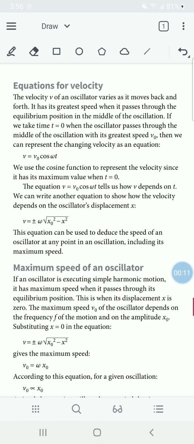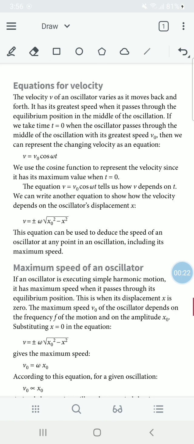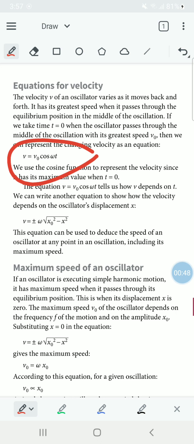Because this is a back and forth movement, SHM will have velocity that continuously changes. You know that it has the greatest speed when it is passing through the equilibrium position in the middle of the oscillation. If we take time t equals 0 when the oscillator passes through the middle of the oscillation with its greatest speed Vo, then we can represent the changing velocity as an equation V equals Vo cos omega t. So that is another equation to remember.